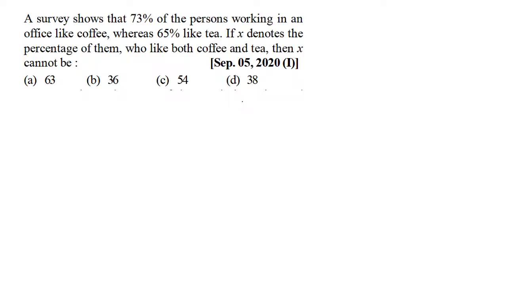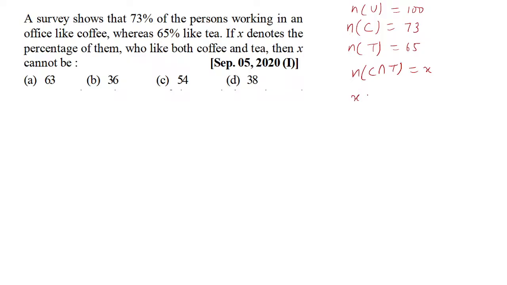Okay, let's solve this. Let's say those who like coffee is 73, of course, percent. So total percentage will be what? 100, universal set. Those who like tea is 65%. And X is in percentage, all those who like tea and coffee both. That's what X is.